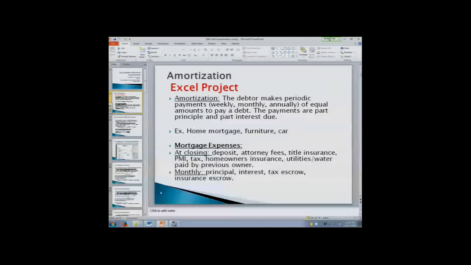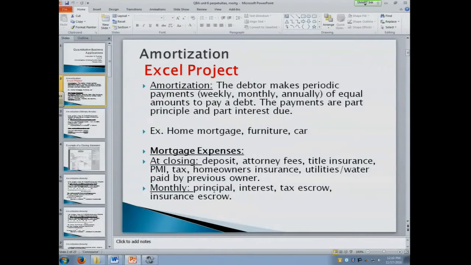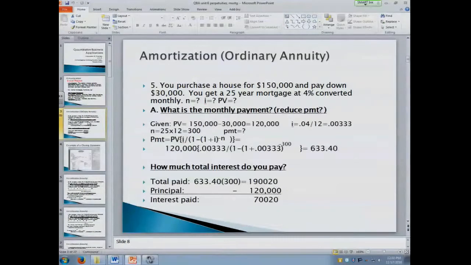So let's go back to our PowerPoints. Your monthly payment here is made up of the principal and interest, tax escrow, and insurance escrow. So let's go to question 5. You purchase a house for $150,000, pay down $30,000. You get a 25-year mortgage at 4% converted monthly.